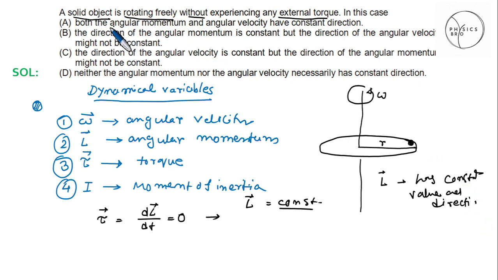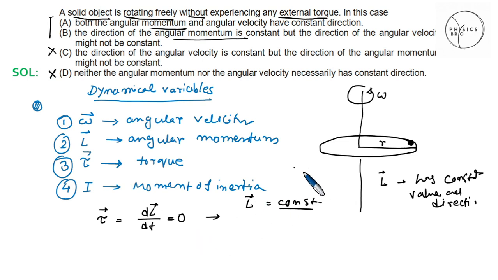So here, both the angular momentum and angular velocity have constant direction. But the direction of the angular momentum is constant, and the angular velocity might not be constant. So this is not our answer because the angular momentum is constant, we have calculated. Neither the angular momentum nor the angular velocity, so this is also not the right choice. We have two choices here.